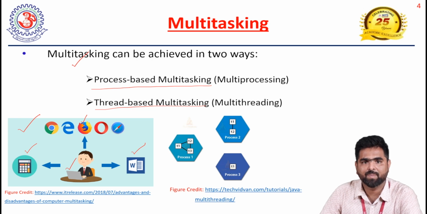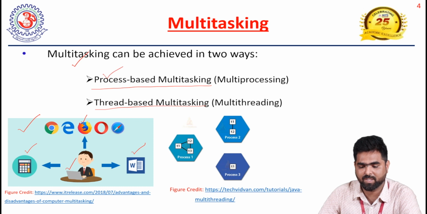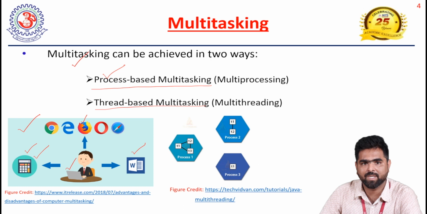If you observe, I am performing different operations, and to perform all these different operations I am using different processes. For example, when I'm working on the calculator, it uses a different process. When I'm working on a Word document, it uses a different process. When I'm working on the browser, it is a different process. Parallelly, I can listen to some music also. That particular music player is a different process.